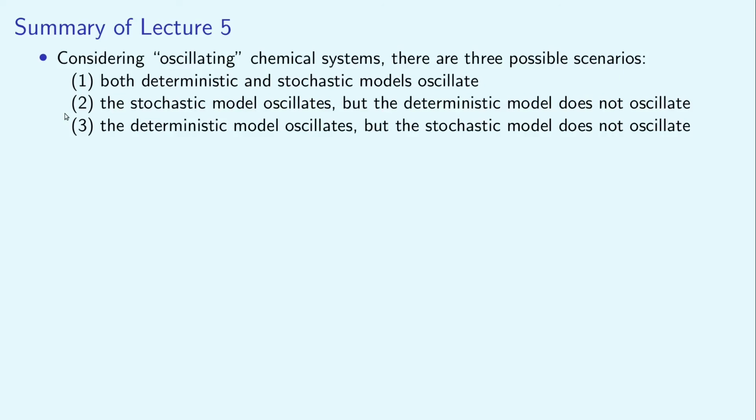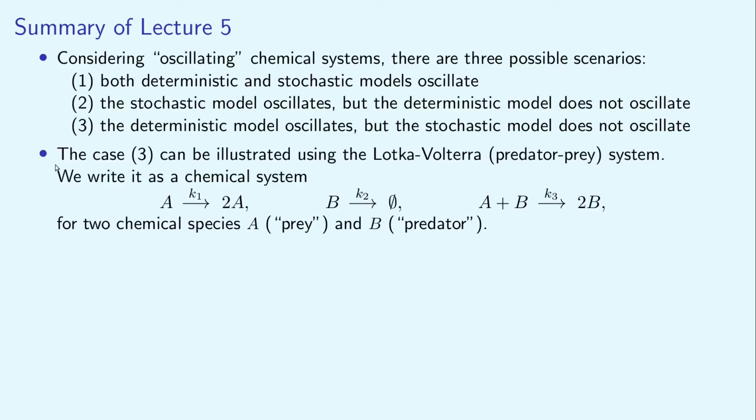We have discussed 2 simple systems of chemical reactions for parameter values, which were close to the bifurcation points of their deterministic OD-based models. We observed that their deterministic description can converge to a steady state, while the stochastic model of the same system of chemical reactions can have oscillatory solutions in some parameter regimes. The case 3 can be illustrated on many systems.